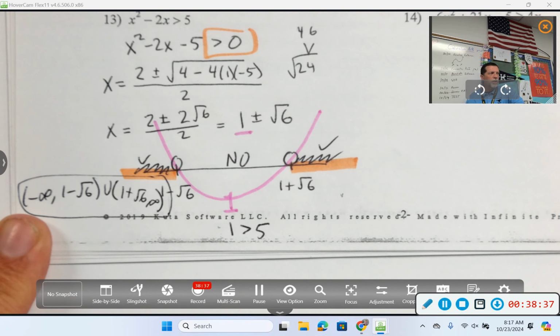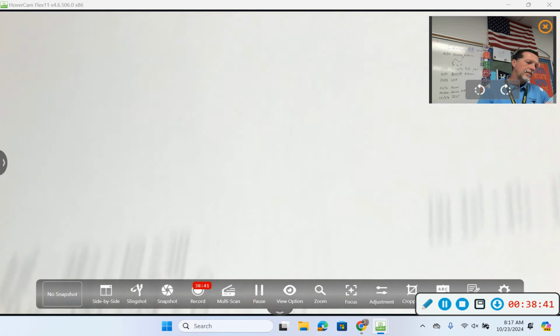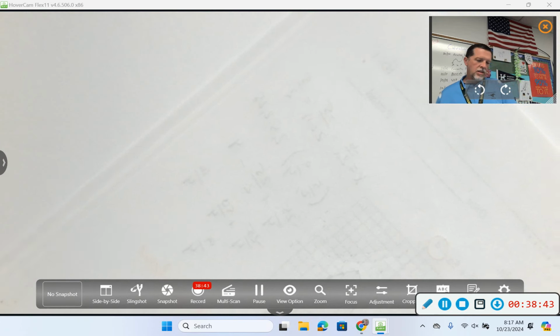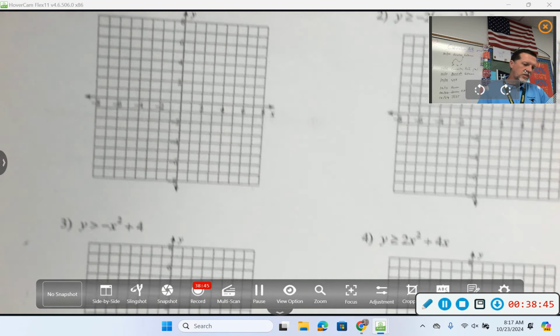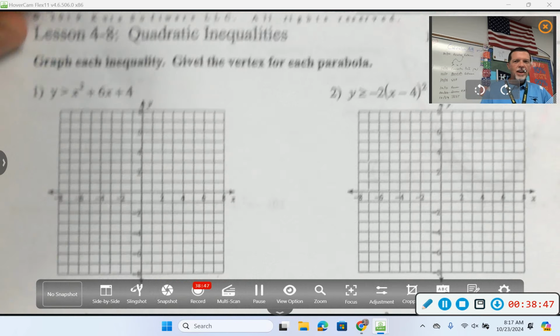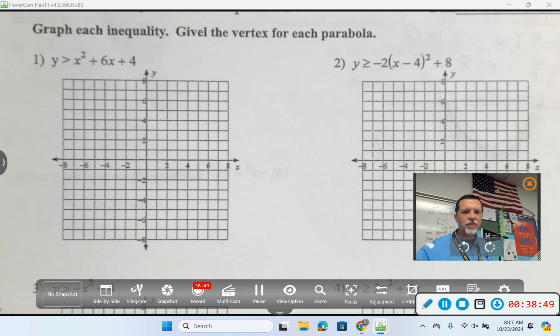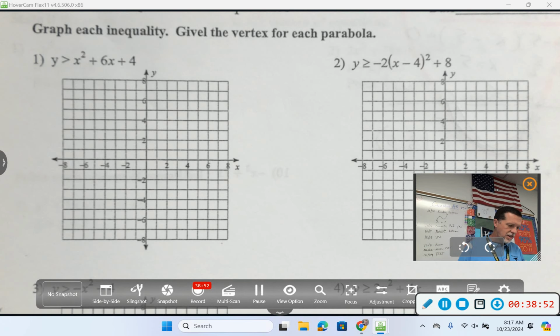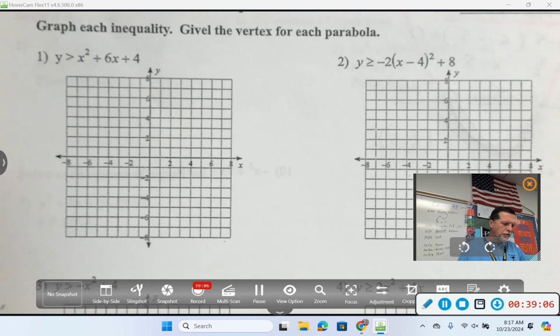Negative b over 2a is the vertex. Yes, you must be on the graphing. Do we want to go back and do one of those? Hey, 2 looks easy because it's in vertex form. That's kind. So should I do one of 1 through 4? Let's go backwards and do one of those again. Let's do number 4.